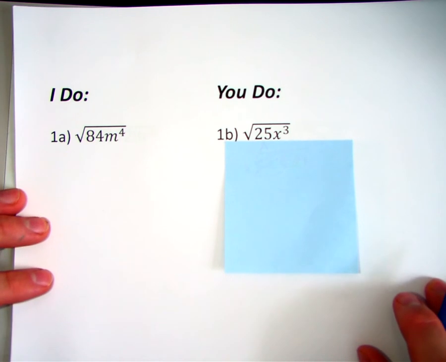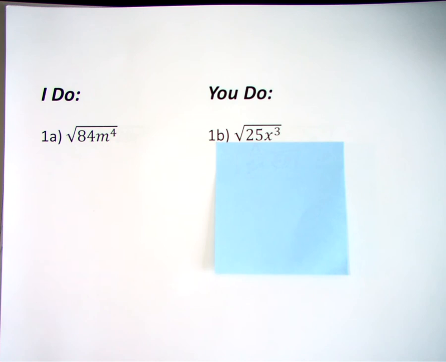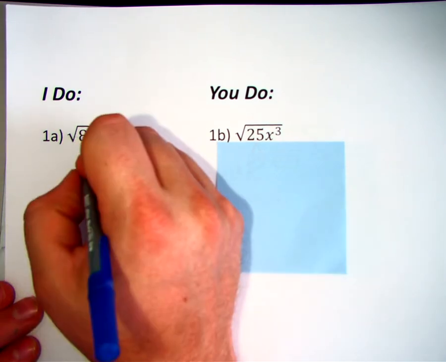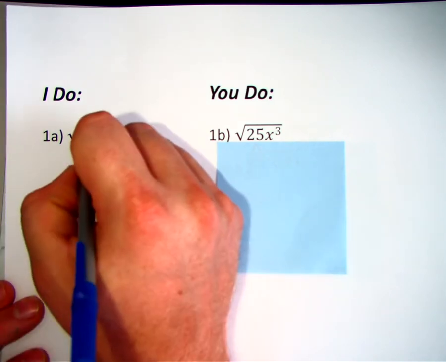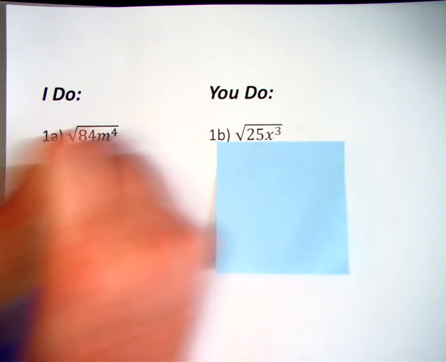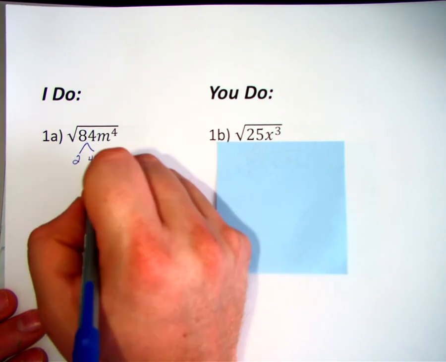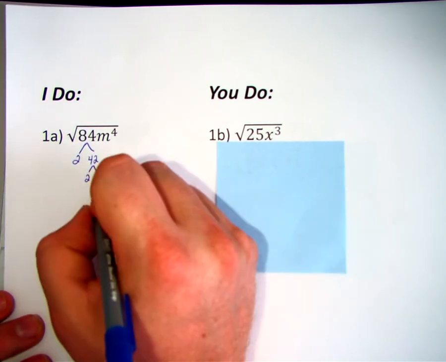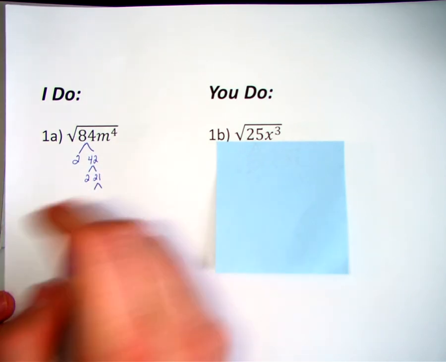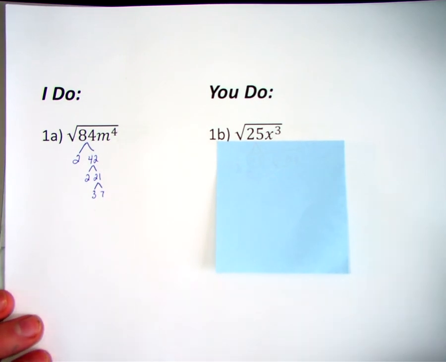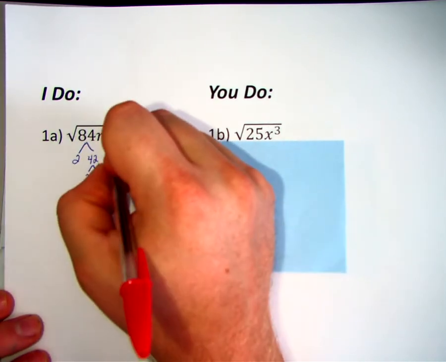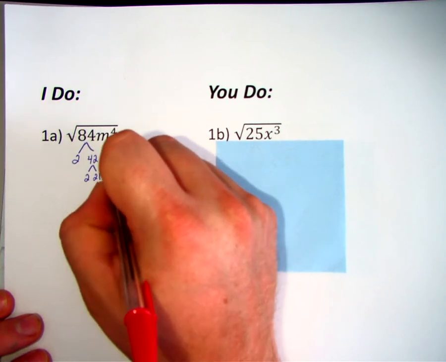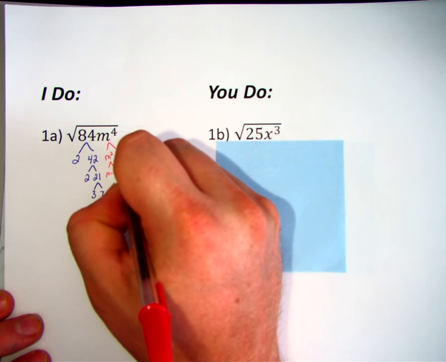The first I try, root 84 m to the 4th. Now root 84, we're going to start with our 84 and take out our factors. So our first factor is 2, gives me 42. Divided by 2 again, because it's an even number, gives me 21. 21 can be divisible by 3, which gives me 7. The other thing I can factor down is the m, because m to the 4th is m squared times m squared, which is m times m times m times m.